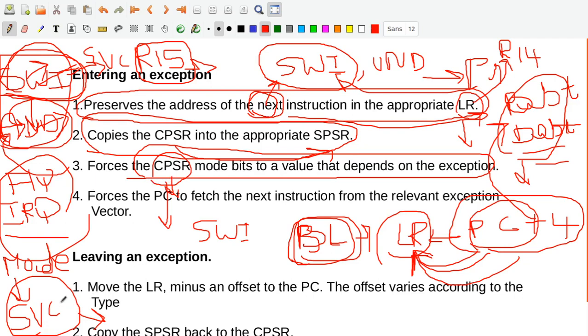You can look into the material I had provided earlier for what those mode bits are. For the SVC, they will be stored in bits 0 to 4 of the CPSR. Now after that you have to branch, right? So how do you branch? From the vector table, which is already discussed here. It forces the PC to fetch the next instruction from the relevant exception vector. So that is what happens.